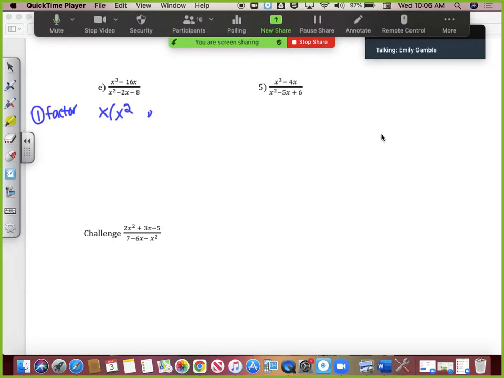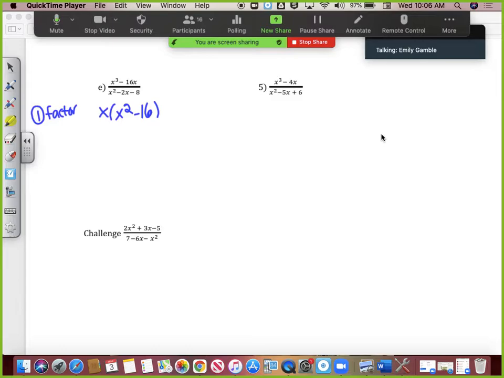x times x squared minus 16, just to see if that helps at all, because sometimes when you're factoring things, you might not necessarily be factoring each part completely, because your goal is to cancel everything out that can be canceled in the numerator and denominator.